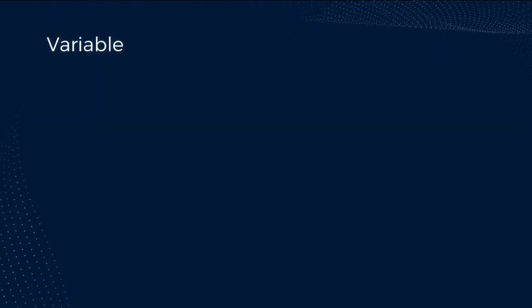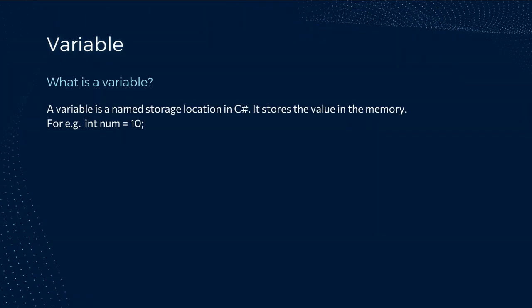So let's get started. Now, variable. What is a variable? Let's define it first. A variable is a named storage location in C#. It stores the value in memory. For example, int num = 10. Let's see first how to declare a variable, and then we'll discuss more on this.